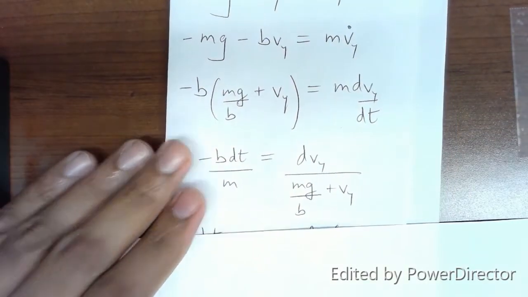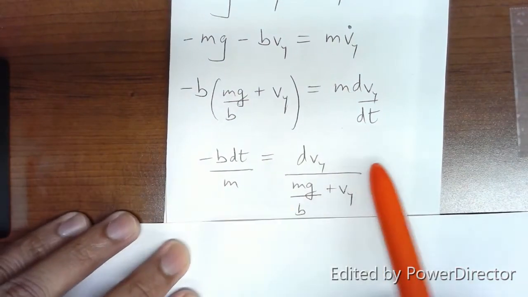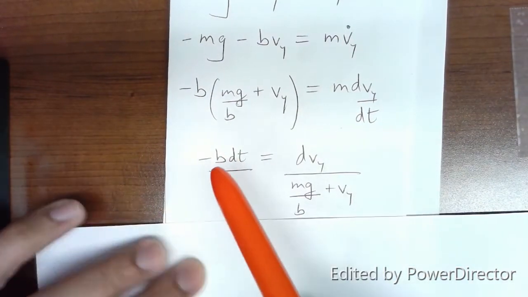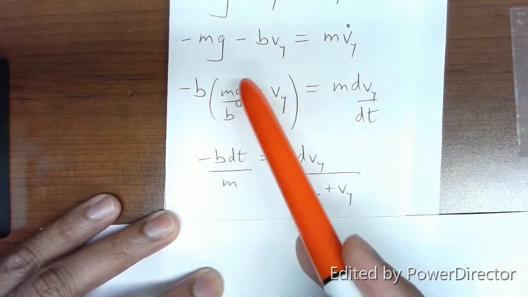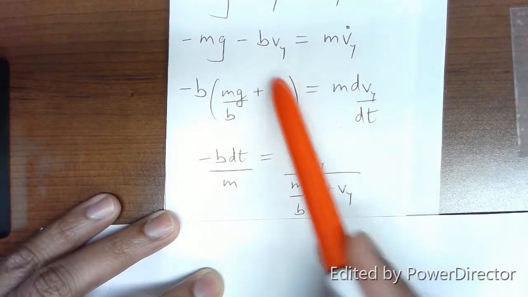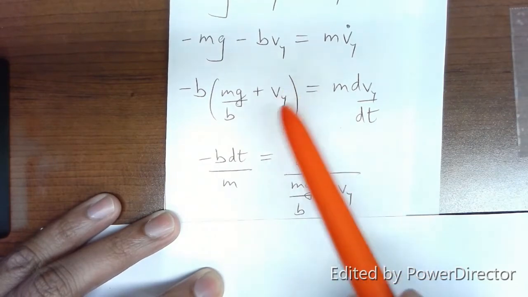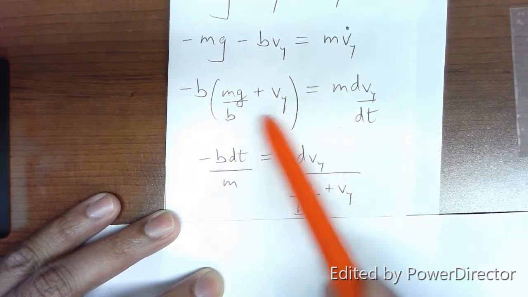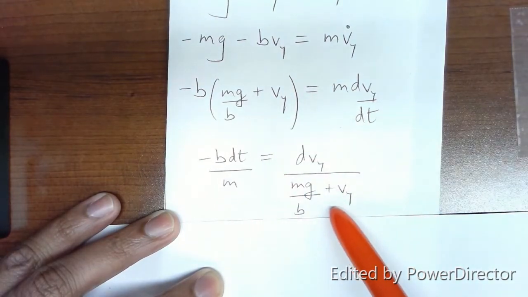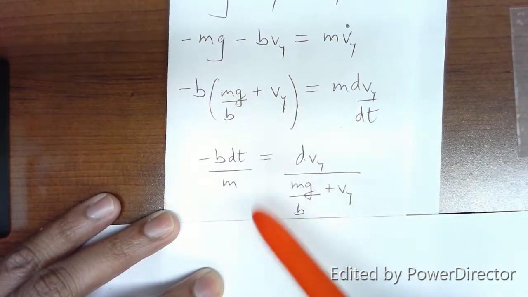We bring the vy dependent terms to one side and the t and constant terms to the other side. Notice that to make life a little bit easier further down the line, I pulled out a factor of minus b so that I would get vy by itself over here, and then divided this term in parentheses over, and of course the dt moved over to this side.